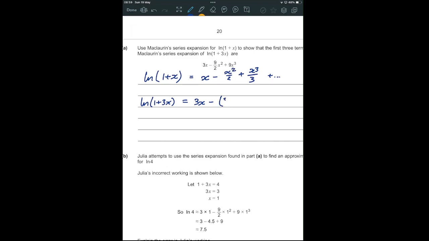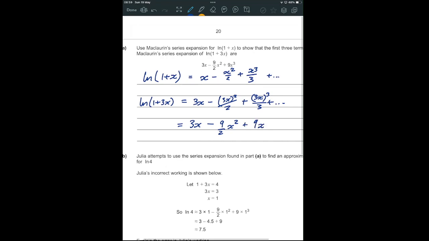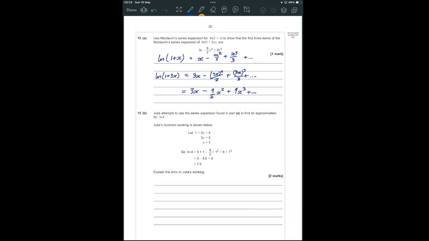Because it's a show that question, I am going to do the simplification in 2 steps, even though I can quite quickly see that I'm getting what I want. So that's 3x. That bracket becomes 9 over 2 x squared. That's going to become 27 over 3, which simplifies. Okay, that was only 1 mark, so I've gone a bit crazy, but that's okay.